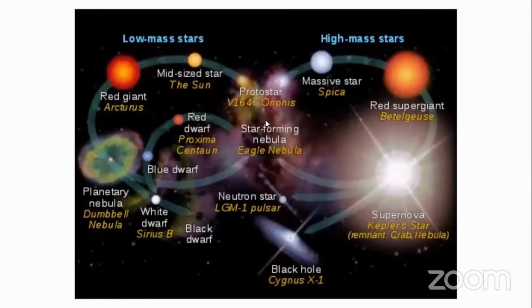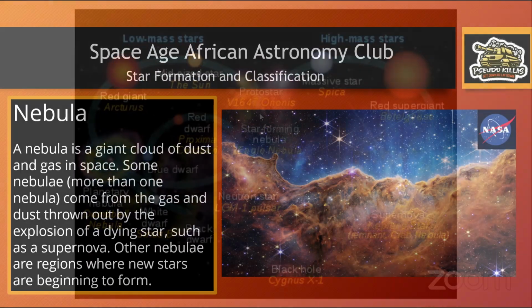All right, this first slide here basically sums up the whole process. What starts it all is the star forming nebula. A nebula is a big cloud of gas, mostly hydrogen, some helium and other elements, depending on the stage of the nebula. But your stars form here.